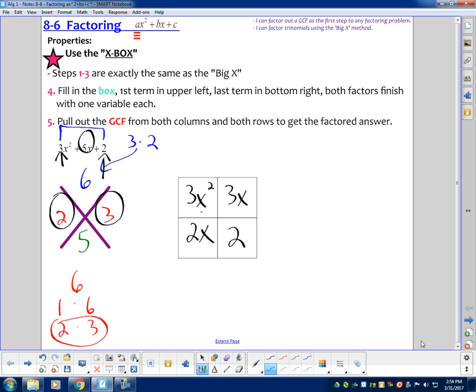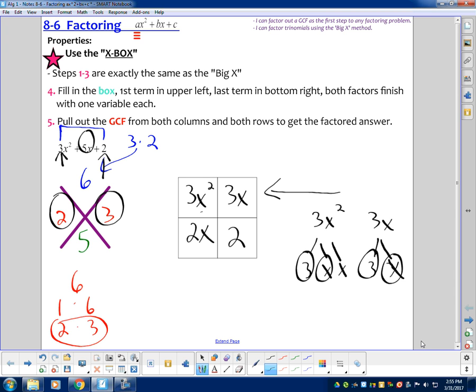All right, fifth step is pull out the GCF. Here's why it's so important that we can factor out a GCF from two terms. So we're going to factor out the GCF from both columns and rows to get the factored answer. Here's what I mean by that. Looking at this first row right here, the GCF of 3x squared and 3x, well, here's how we did it before. We'd take 3x squared and 3x. We'd do a little factor tree with it. And 3 would be 3 and x, and we look for what's common to each. We have a 3 common here and an x common here. And so my GCF of that first row is 3x. So I pull out a 3x.